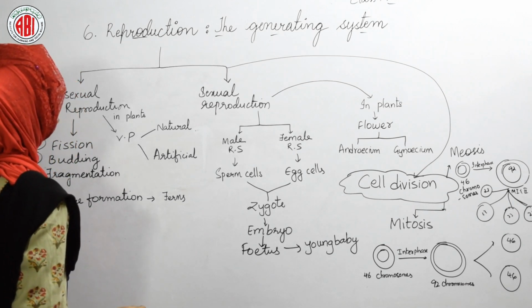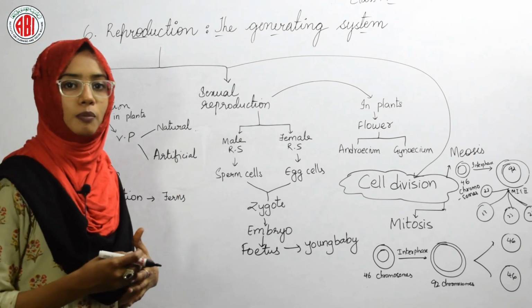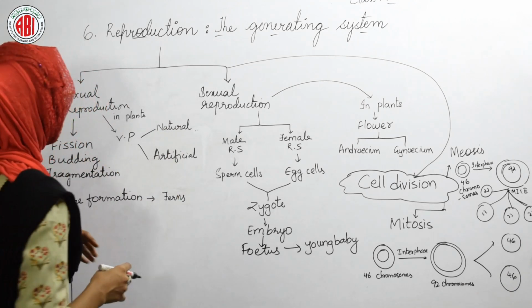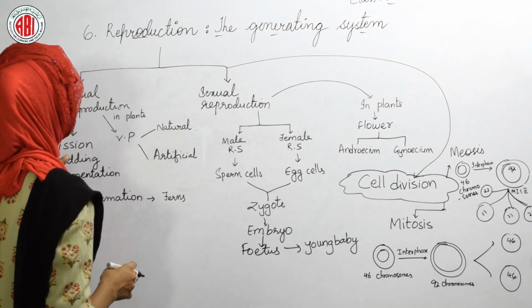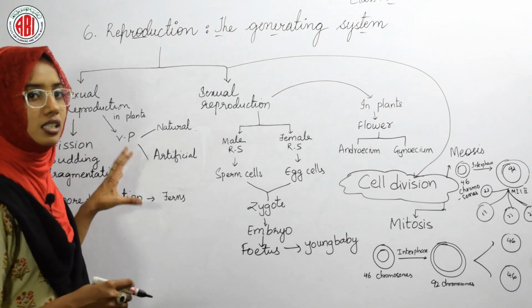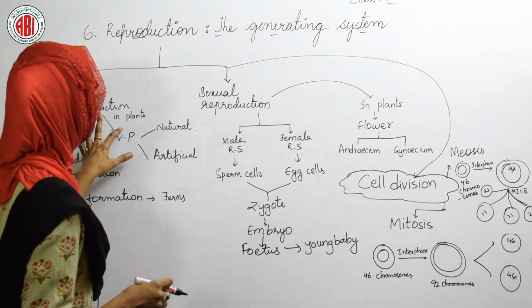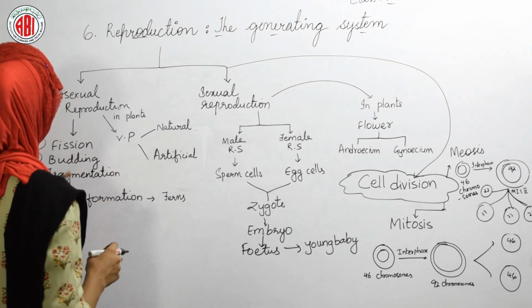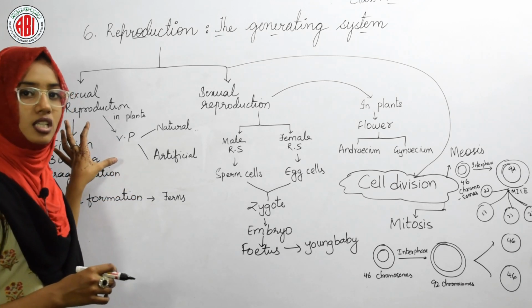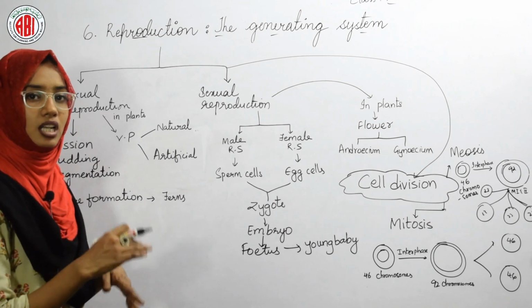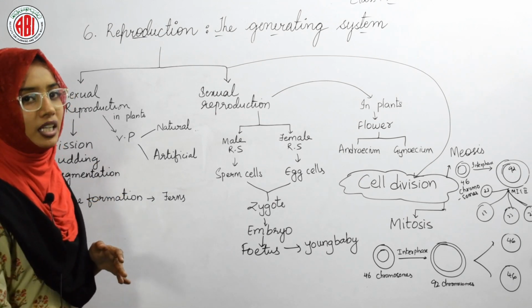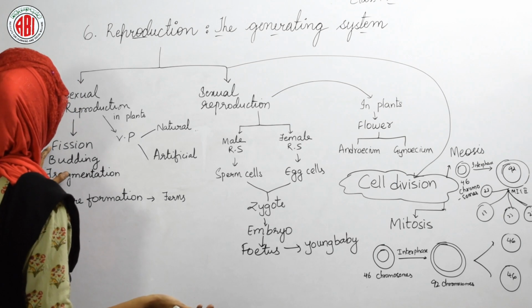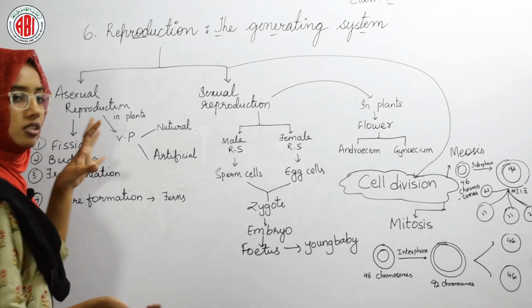This asexual reproduction is performed by certain microorganisms and also by certain living organisms, and we can see asexual reproduction in plants too. First, we will see some modes of asexual reproduction. The first one is fission. Fission is nothing but the splitting of a parent cell into two or many offspring. Here we can take the example of paramecium or some protozoans.